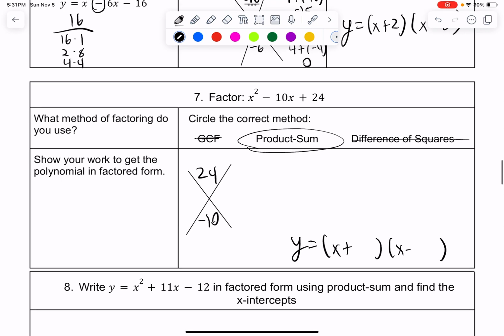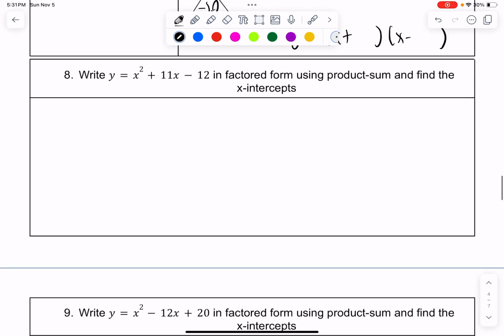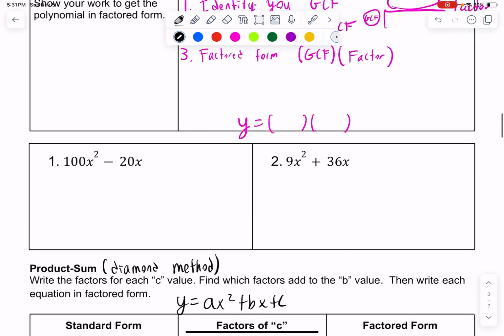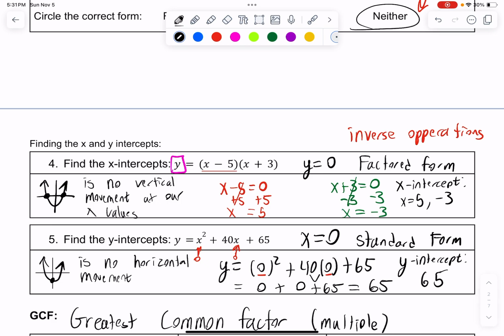Hopefully you guys were successful. I do want to go over one last thing. So when we are looking to write it in factored form and then find what we call our x-intercepts, remember, let's go back to our key ideas. So if we go all the way back to our key ideas, our x-intercepts are where our y is 0. And we need to find our factored form first.